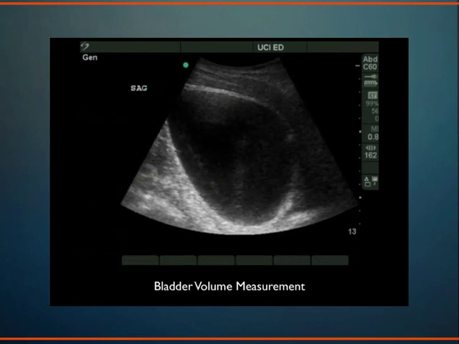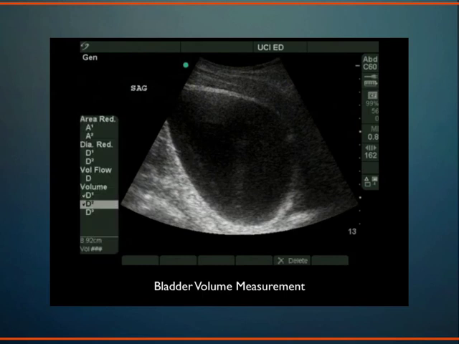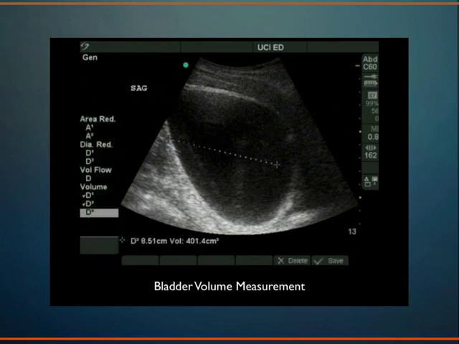And you can enter these into some machines, or you can just multiply these values to each other, and you should estimate the bladder volume that way. Questions about that? This one had like 437 cc's in it.